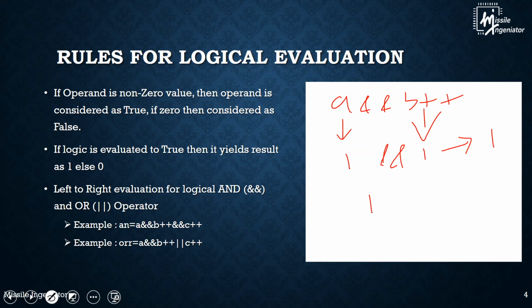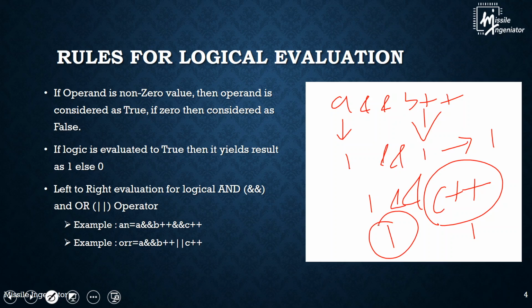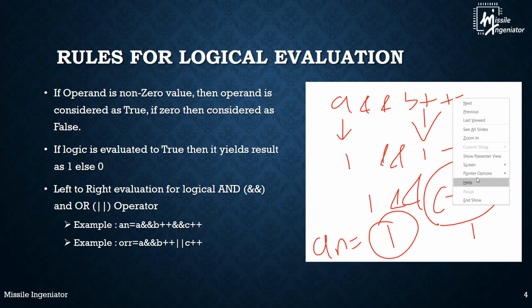The next case is evaluated with the c plus. In this case also, the c plus should have the value 1, and only then is the overall operation value 1. In such a case, the value 1 is assigned to the variable. So this is what an AND operation does.